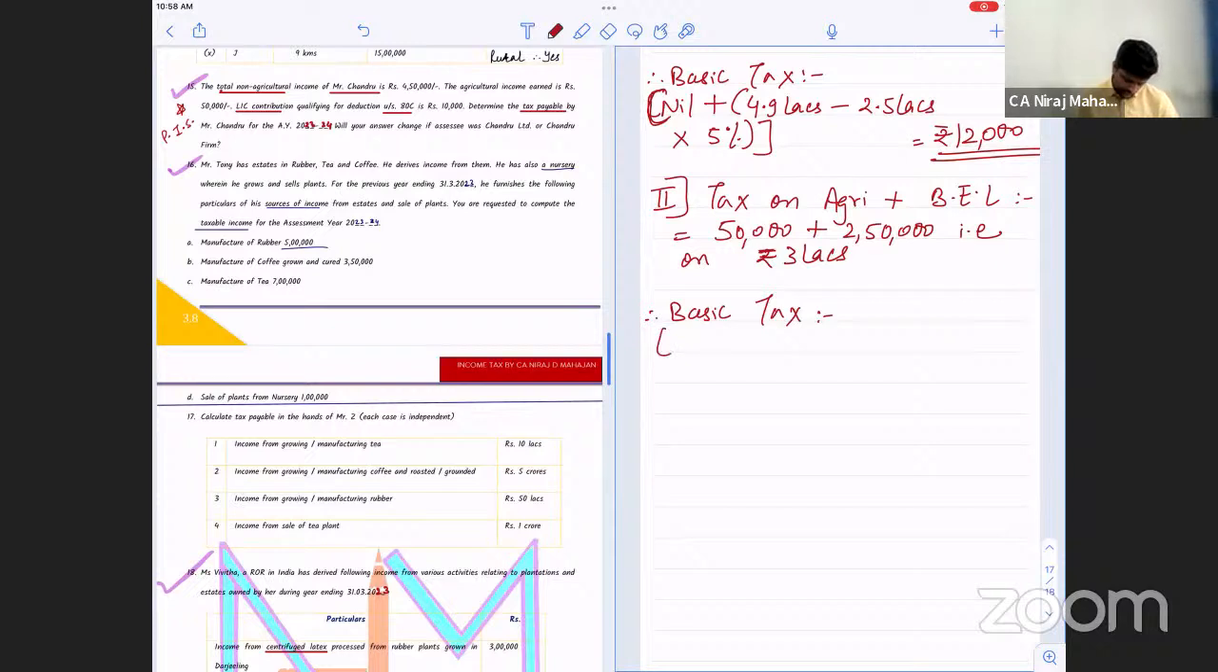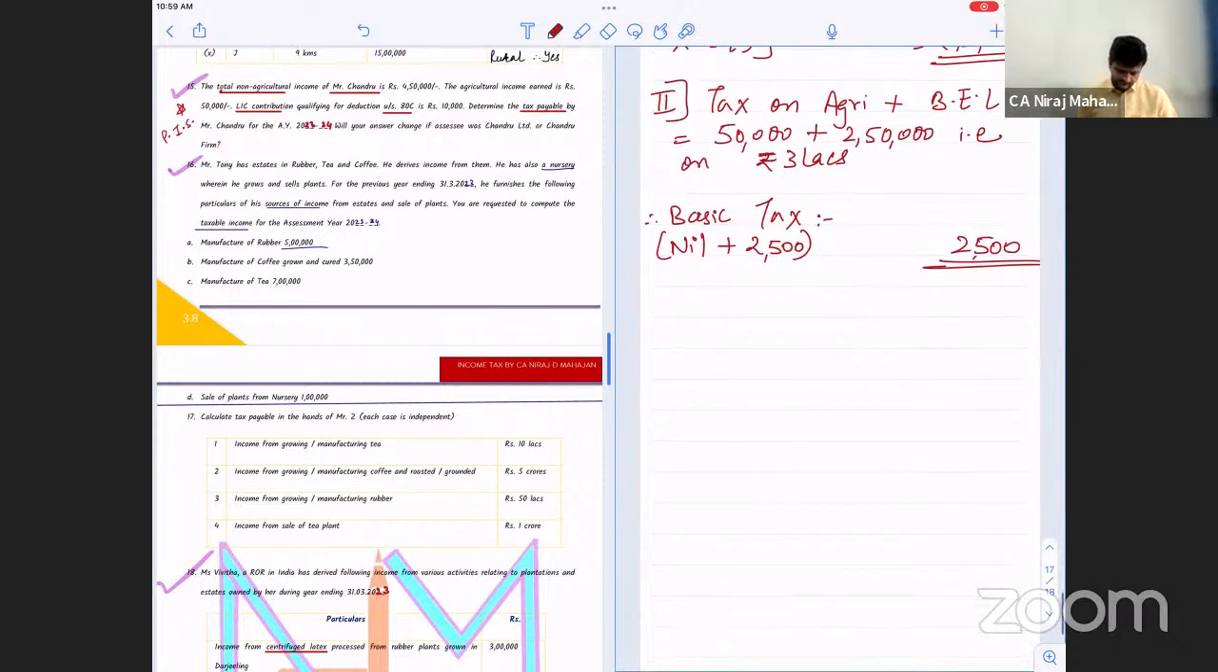Therefore, basic tax. If you want, you can show it in bracket also. Nil plus what, bachcho? 3 lakhs minus 2 lakh 50,000, that is 50,000, into 5% is what? 2,500, you know? Correct, all of you? So step 2 answer is 2,500. Clear, Lilia?